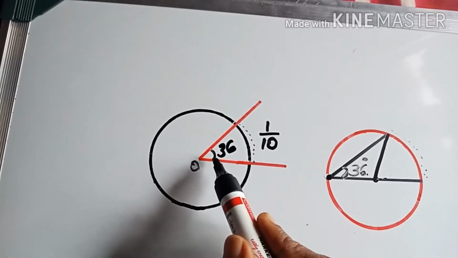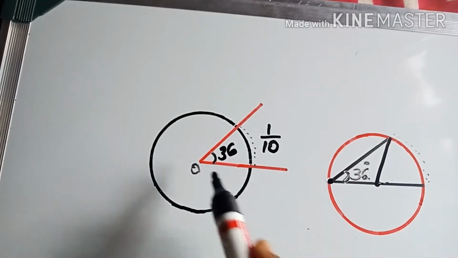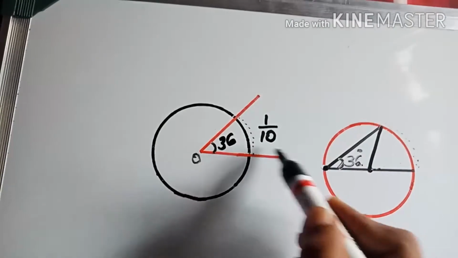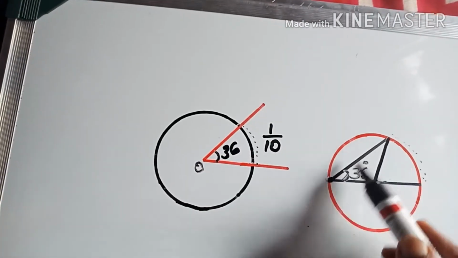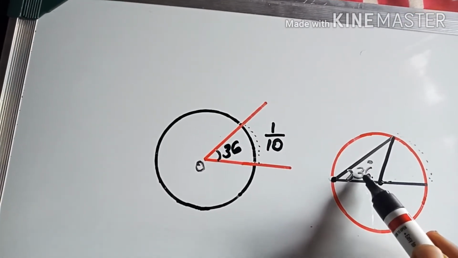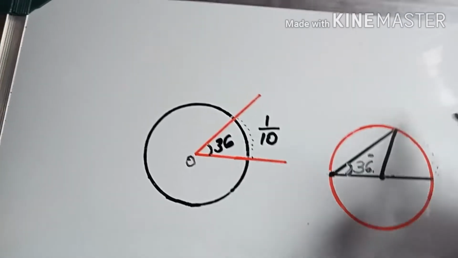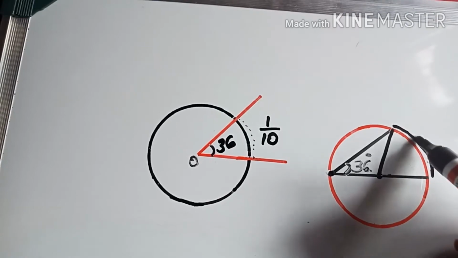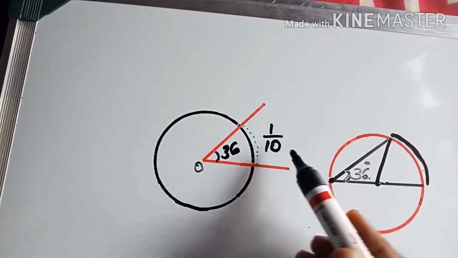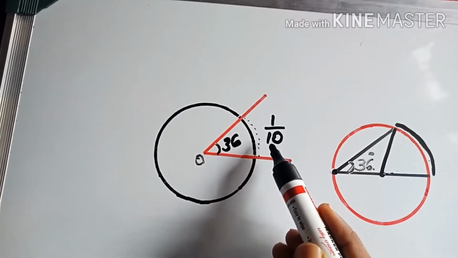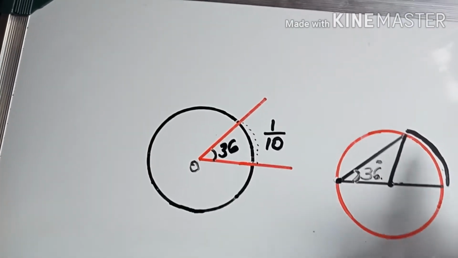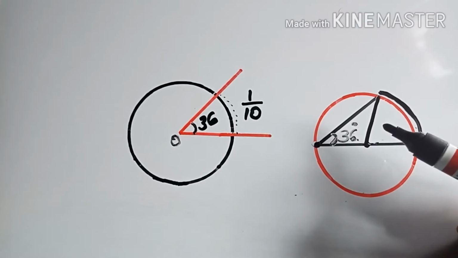Then also the upper angle will be the same, because here it is 36 degree. The angle is not changed here, so here also the upper angle will be 36 degree. Now, in order to find this portion, we need to find how much part of the whole angle this portion will be. Here it is 1/10 part, so in the same way we need to find how much part of the whole circle this portion will be.